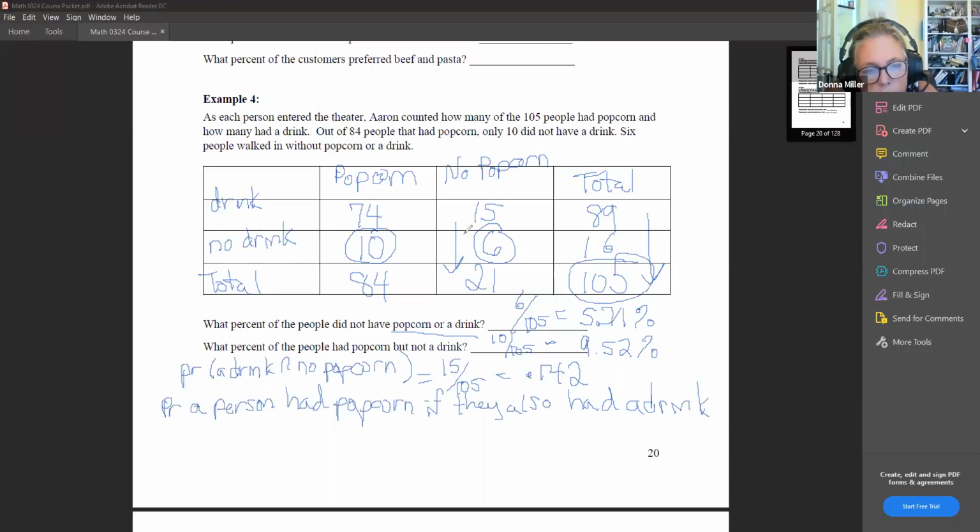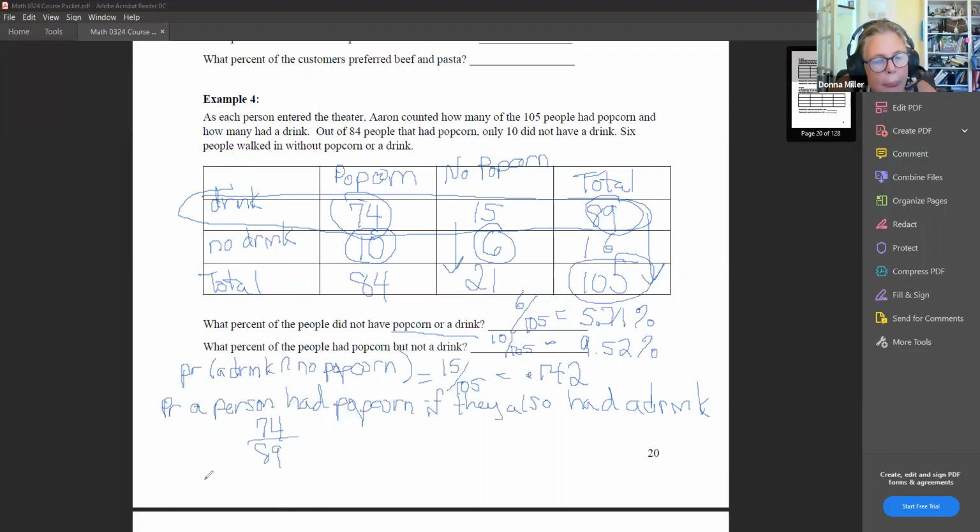Okay, so we know they had a drink. That's known. So we're only looking at this. So the probability they had popcorn, given they had a drink, it's 74 out of 89 people. So that would be the probability a person had popcorn if they had a drink.